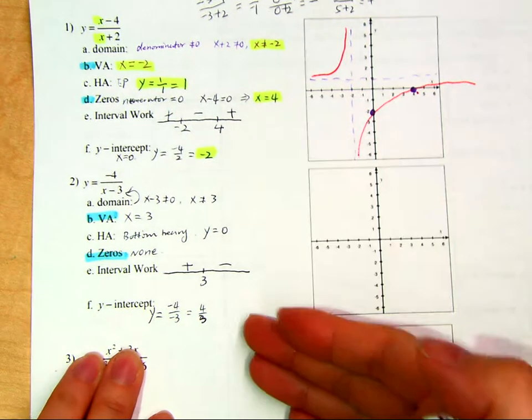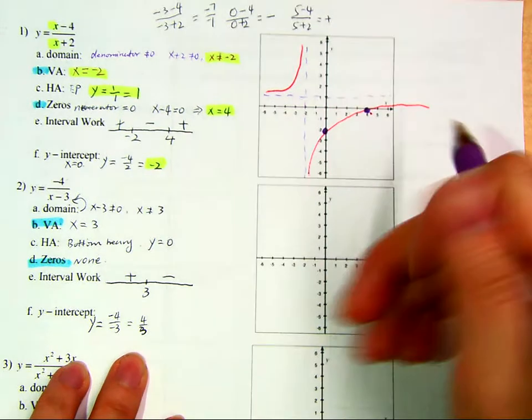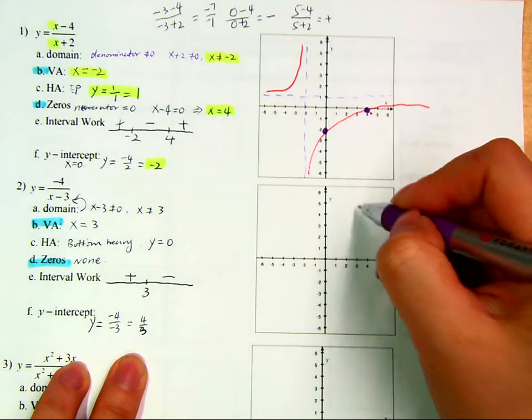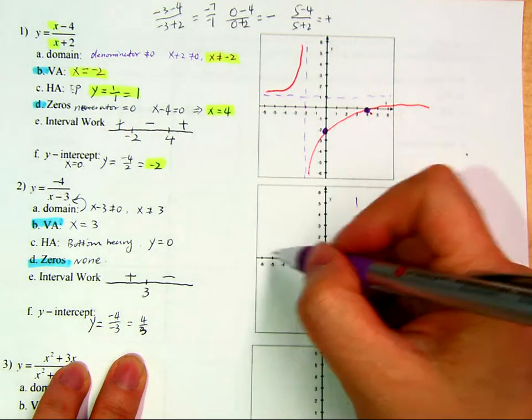Okay, we've done all this. Now let's graph. Vertical asymptote at 3. Horizontal asymptote at 0.